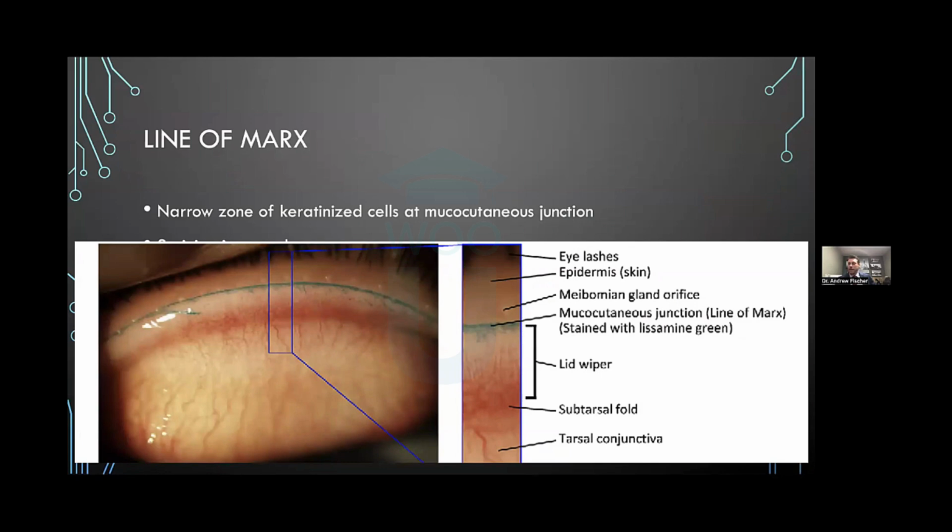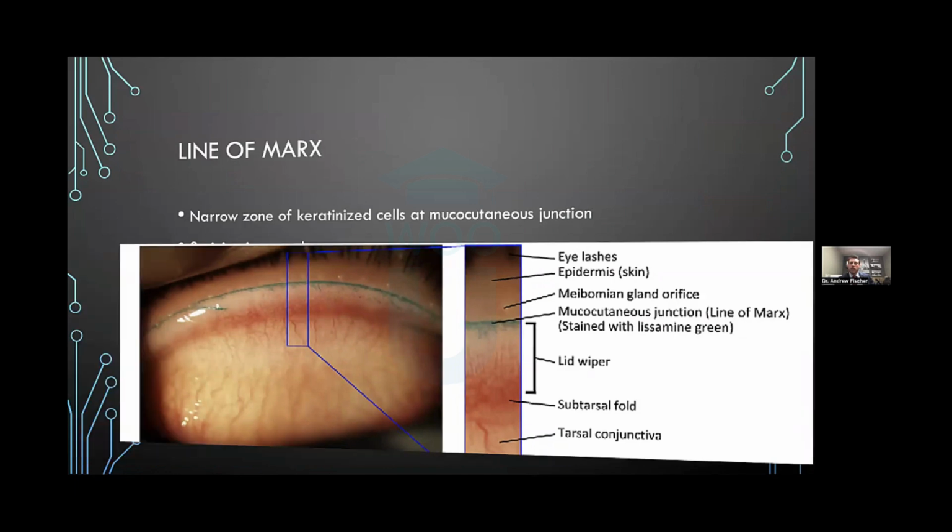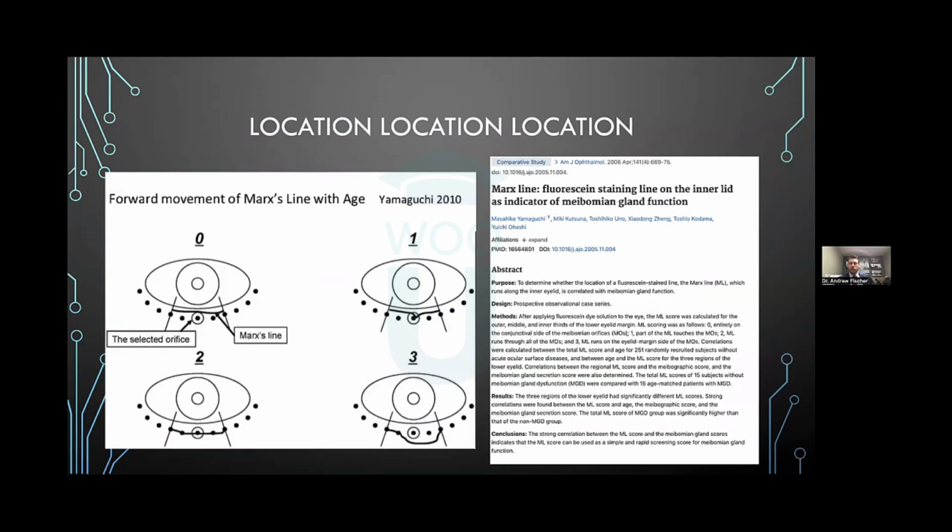And so there's this keratinized layer that should be, as this picture shows, on the inner side of those oil glands. But over time, as dry eye progresses, that line of Marx can protrude past or at the meibomian gland orifice. And that's a good, really quick screening tool that correlates pretty highly with age, with meibography scores or meibomian gland secretion scores. It doesn't truly tell us the function of those glands. So when you're evaluating here, you still have to express their glands to look at the quality of those oils, but it can be a really quick screening tool to use.